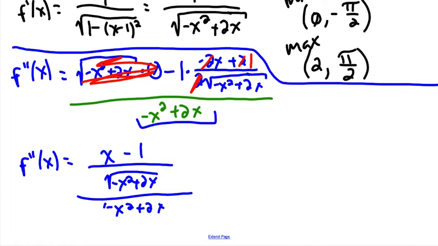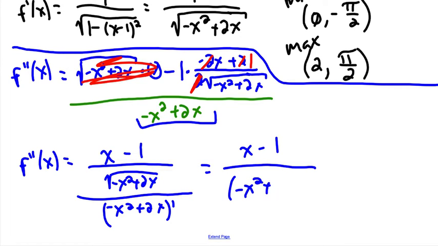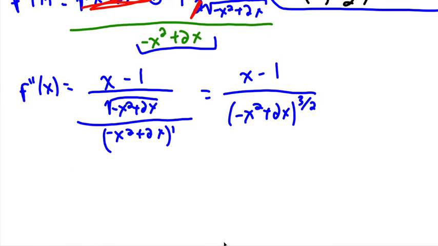Now, if we notice that this denominator and this denominator would all go together, then we can simplify this a little bit further, and we end up getting negative x squared plus 2x, all raised to the 3/2 power. But again, the point of inflection is where the second derivative is 0, that is only where the numerator is 0, which happens when x is equal to 1.